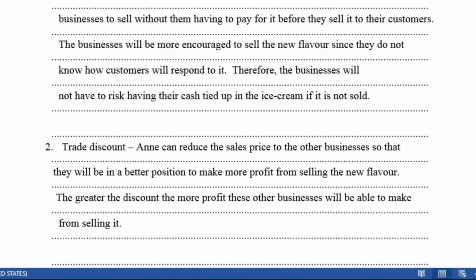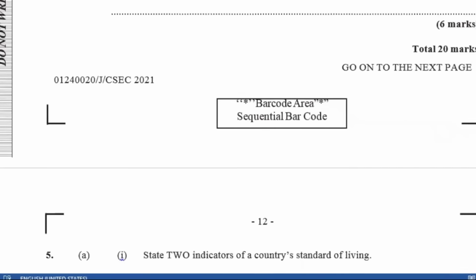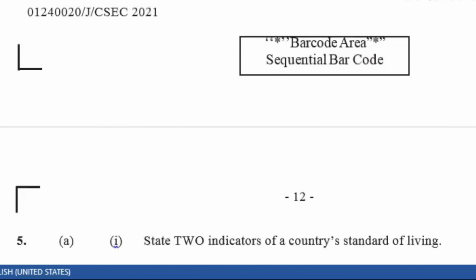So what Anne can do is give these other businesses a discount, and when she lowers the prices, guess what? The owners will be smiling, because it's an opportunity for them to make more profit. So the greater the discount, the more profit these other businesses will make. And so this is also a way that Anne could try to get other businesses to sell her new ice cream flavor. So we're on to the final question, number 5.